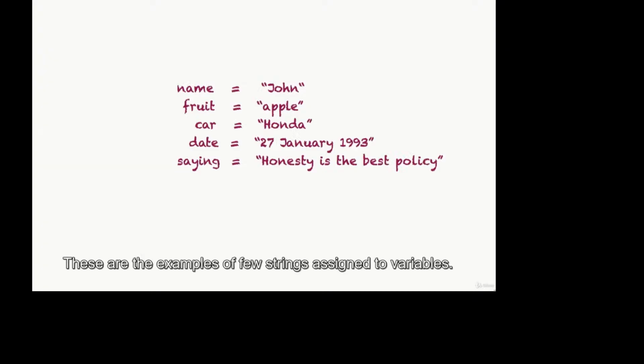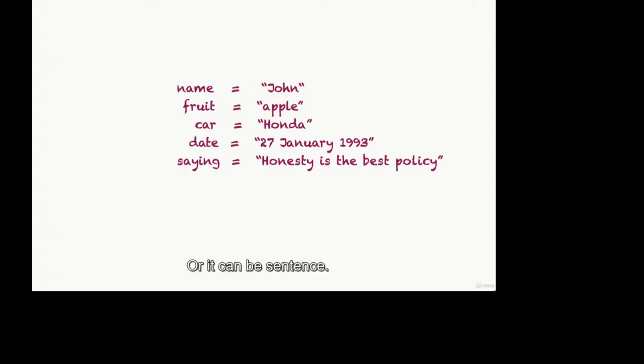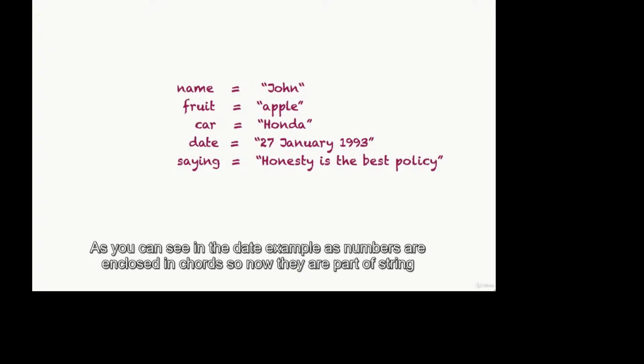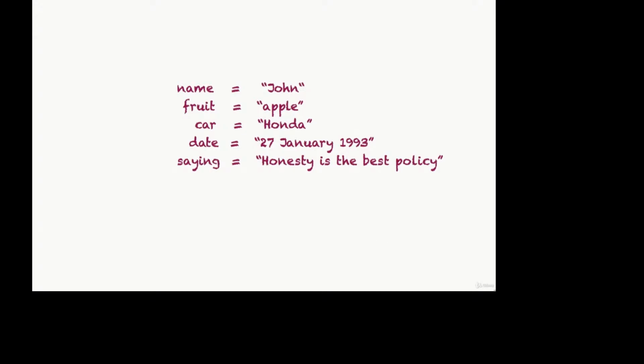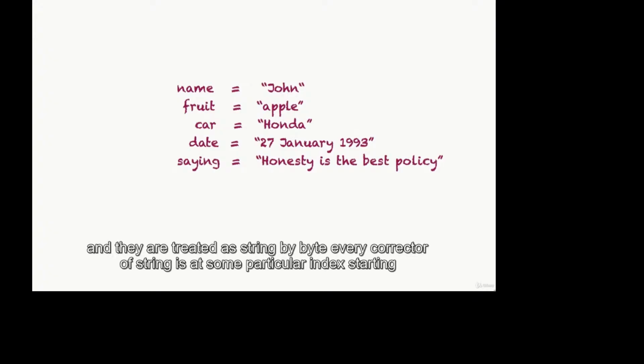These are the examples of a few strings assigned to variables. Strings can be anything, a single letter or word, or it can be a sentence. It can also be a combination of numbers and letters. As you can see in the date example, as numbers are enclosed in quotes, they are now part of the string and they are treated as a string by Python.